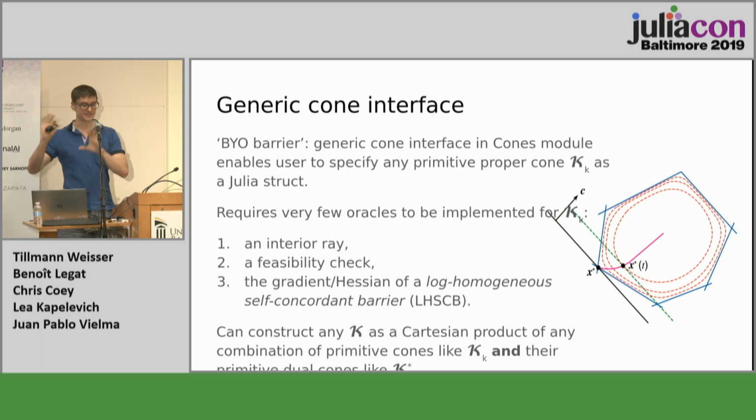We don't need this information for both the primal and the dual primitive cones. We only need it for one or the other. And this is actually an algorithmic advance over the state of the art. So you can construct your K as a Cartesian product of any combination of primitive cones or their primitive dual cones. It's very general because there are some cones for which we have efficiently computable logarithmically homogeneous self-concordant barriers for either the primal or the dual, but not both. And the weighted sum of squares cone is actually an example of that. We have a barrier for the dual cone, but not for the primal cone.